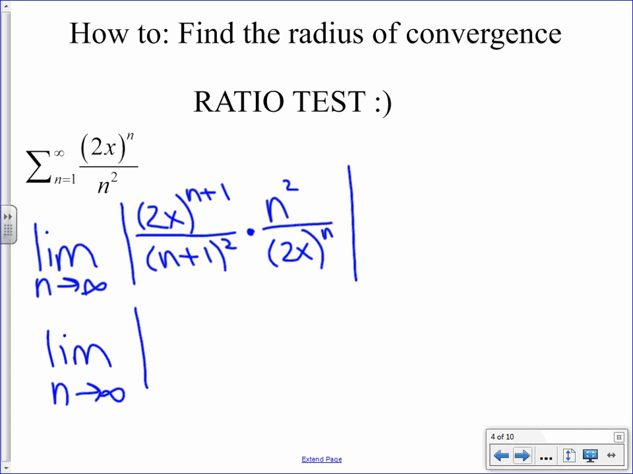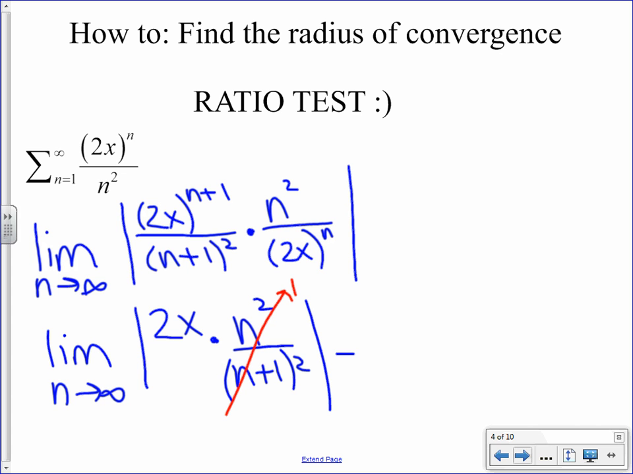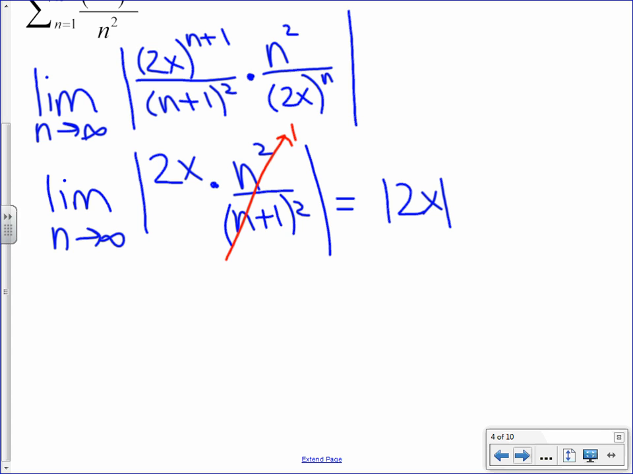Okay, so let's do this. What is 2x to the n plus 1 divided by 2x to the n? 2x. And then we have times n squared over n plus 1 squared. So what's the limit as n approaches infinity of this? This goes to 1. So we have the absolute value of 2x. Okay? And for the ratio test to work, this limit needs to be less than 1.